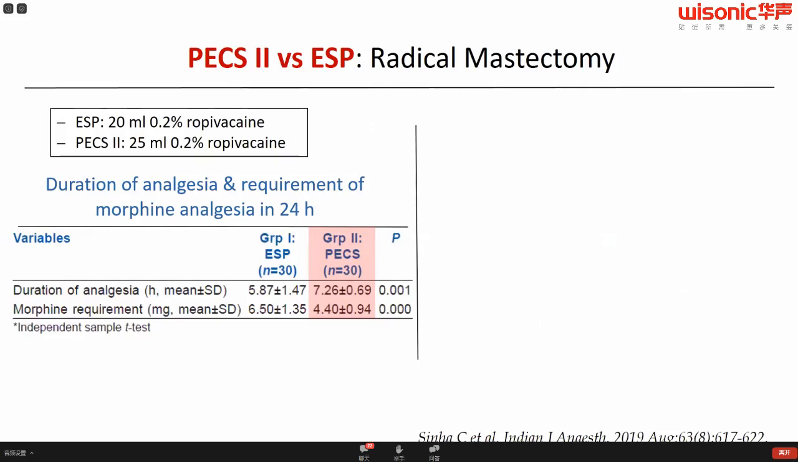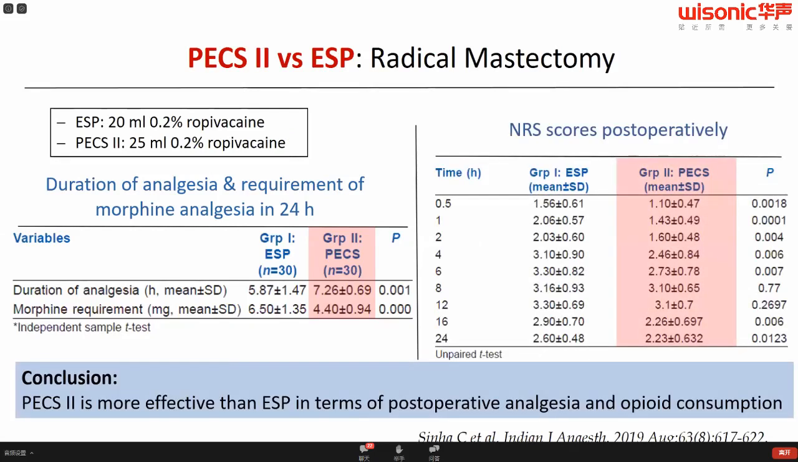Comparing PECs 2 with erector spinae plane block for radical mastectomy, the authors could demonstrate that for the PECs block, the duration of analgesia was longer and the morphine requirement in the first 24 hours was lower, and the pain scores were also postoperatively lower for most time points. The conclusion was that the PECs 2 was more effective than the erector spinae plane block in terms of postoperative analgesia after radical mastectomy. And this is not surprising because with the PECs blocks, you block not only the lateral cutaneous branches of the spinal nerves, but also the pectoral nerves of the brachial plexus, which is not the case when you do an erector spinae block.